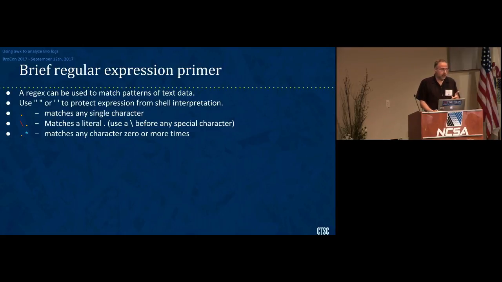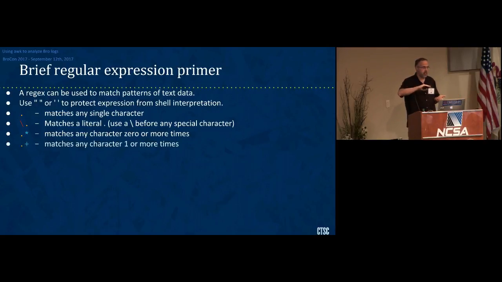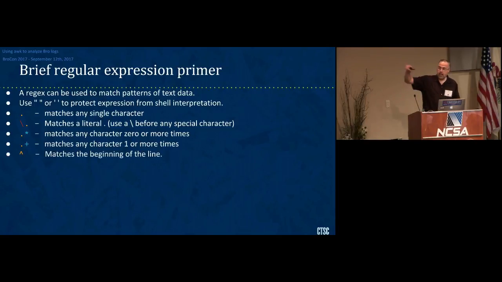A dot with a star after it means match any character zero or more times, which probably isn't what you really want. So you want to say dot and plus, which means match any character one or more times. Instead of the dot, you can have any character class. You can say a range of characters or something, followed by a star or a plus to quantify it. If you put a hat like this in a regular expression, it matches the beginning of the line. And a dollar sign matches the end of the line.